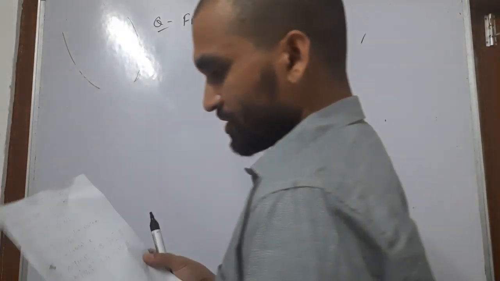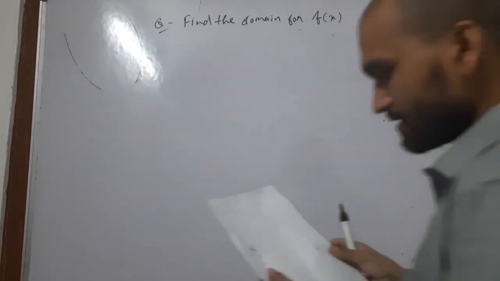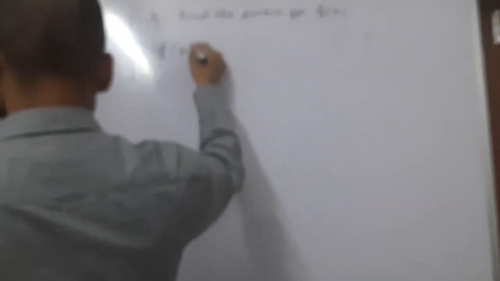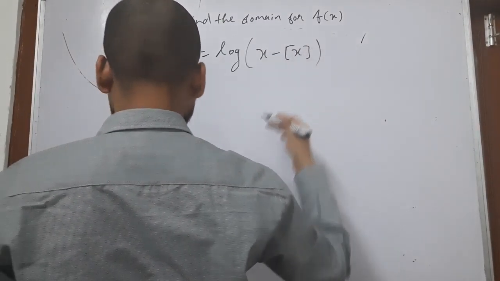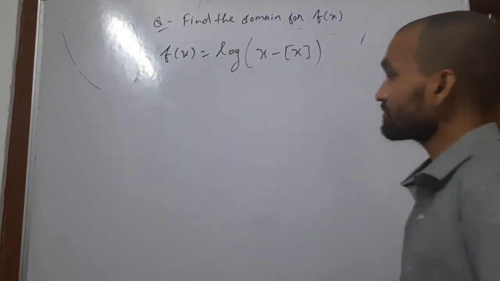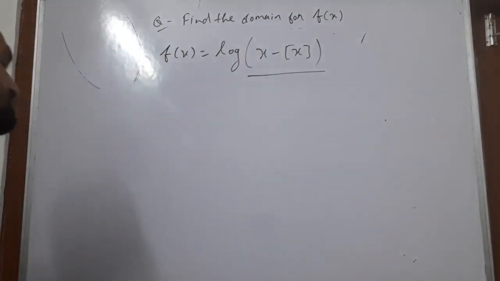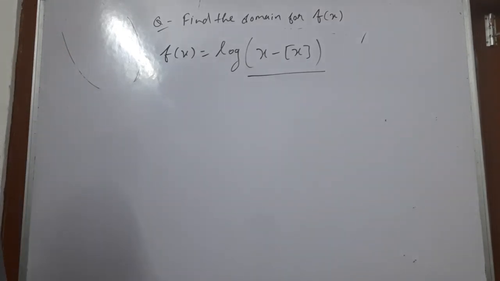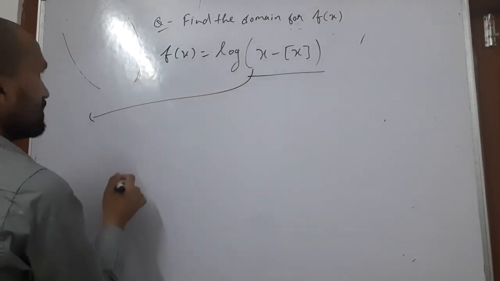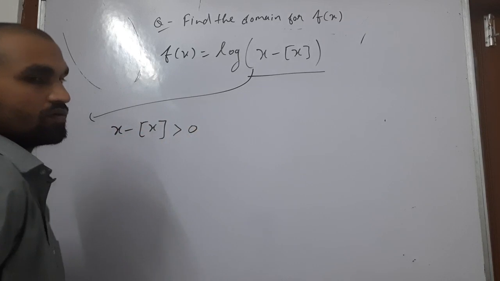Okay students, our next question is to find the domain of f(x) is equal to log of (x minus greatest integer x). So it is a logarithmic function. We know that log x is defined for all x greater than 0. So this function will be defined when x minus greatest integer x is greater than 0.